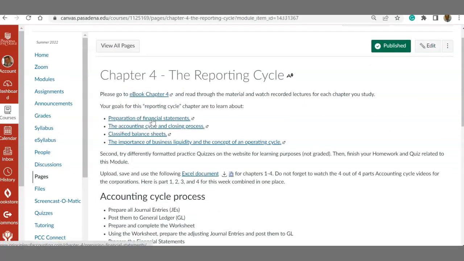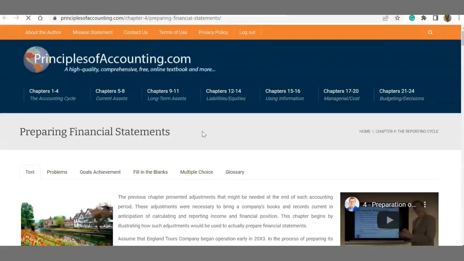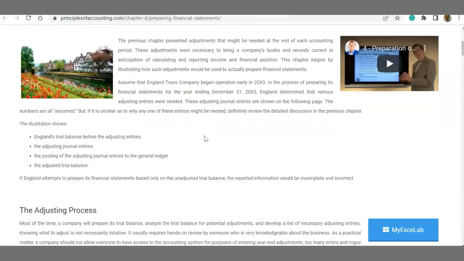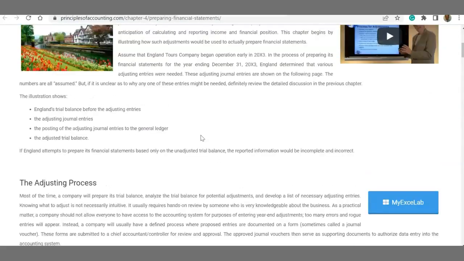Okay, let's go to financial statements. In chapter 4, preparing financial statements, you have to do a few steps at the end.